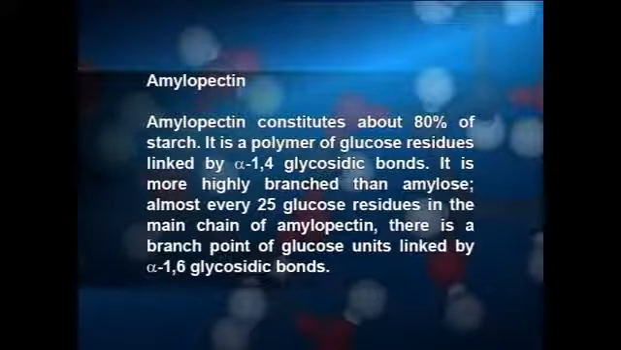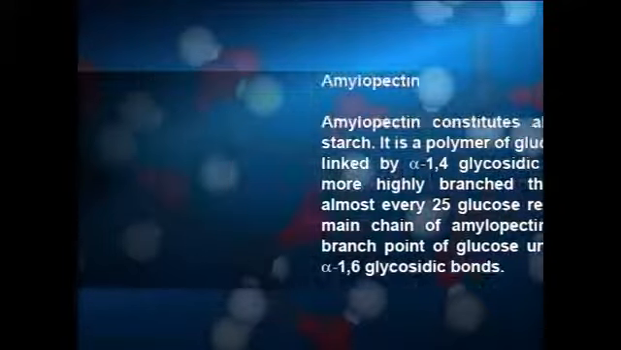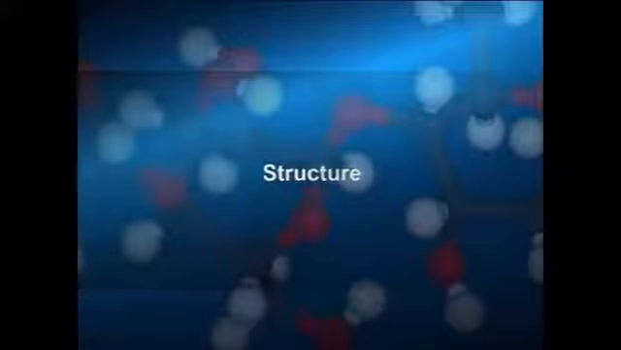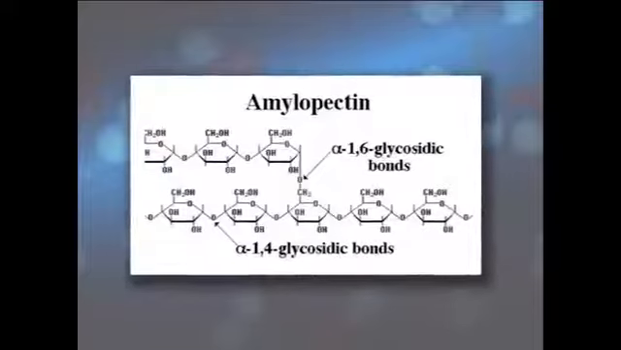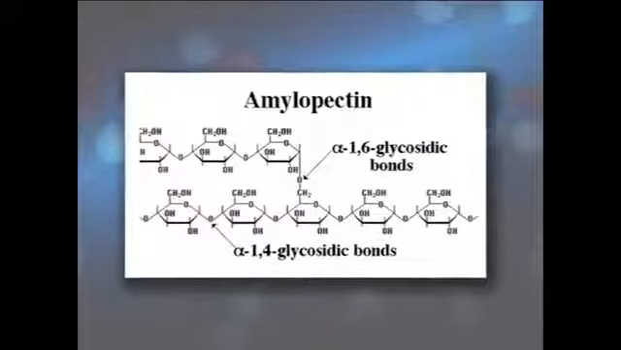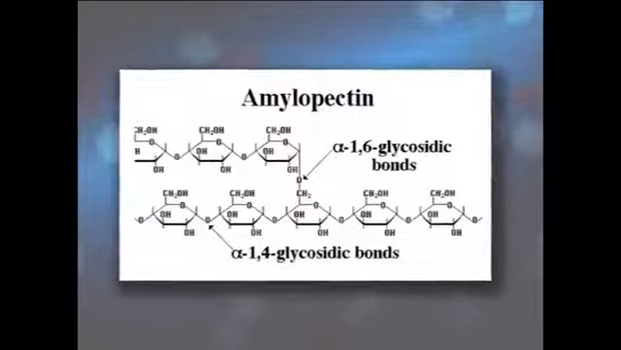Amylopectin. Amylopectin constitutes about 80% of starch. It is a polymer of glucose residues linked by alpha-1,4 glycosidic bonds. It is more highly branched than amylose. Almost every 25 glucose residues in the main chain of amylopectin, there is a branch point of glucose units linked by alpha-1,6 glycosidic bonds. Structure. Let us look at the structure of amylopectin once again. Glucose units are linked by alpha-1,4 bonds with alpha-1,6 bonds at the branch points.